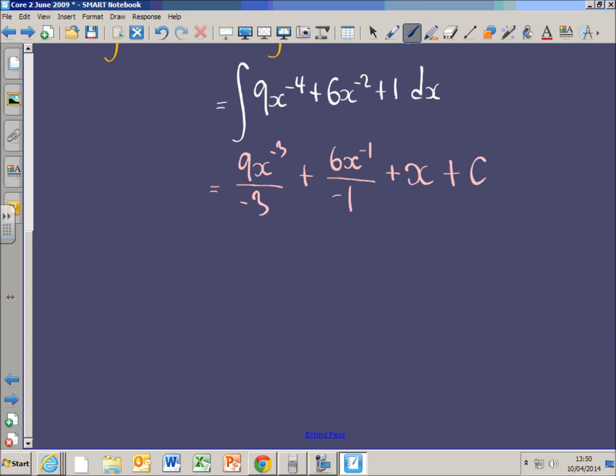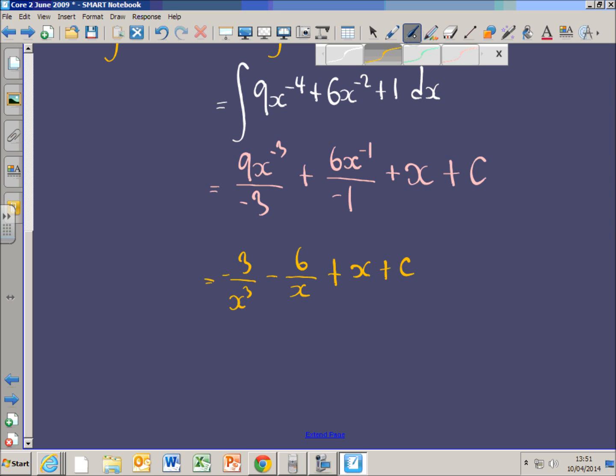Okay, and what I'm going to do is just tidy this up a little bit. Is there a better way of writing the first term? Callum, can you just tidy this up a little bit? How could I write that first term a little bit better? Minus 3x to minus 3. Yeah, I'm going to write it as minus 3 over x cubed, I think. Minus 6 over x. Plus x plus c. Is everyone happy with that? Any questions on that one?